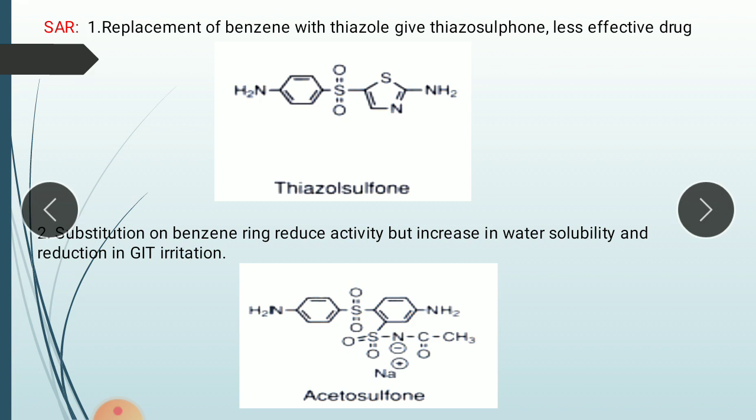Second point, substitution on the benzene ring reduces the activity but increases the water solubility and reduces the GIT irritation. So here there is a substitution on the aromatic ring or phenyl ring, due to which activity decreases but water solubility increases and there is a reduction in GIT irritation. So it is the acetosulfone drug.